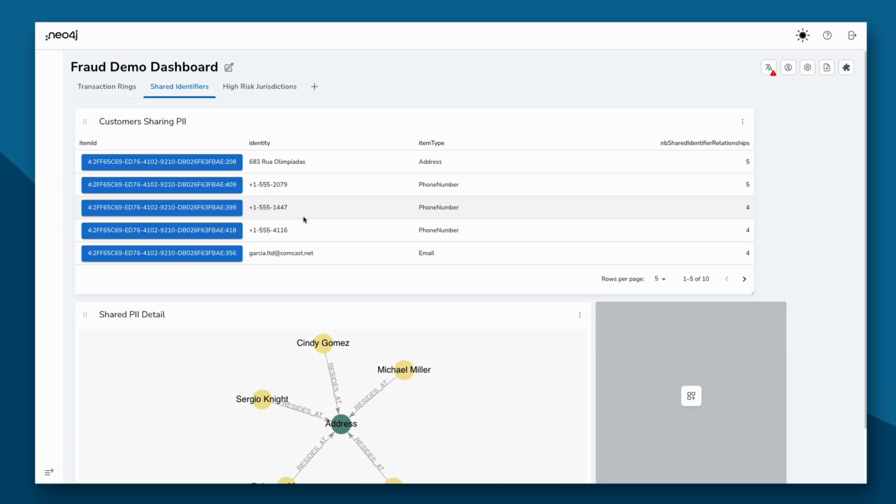What are shared identifiers? Shared identifiers are a potentially suspicious occurrence where we see multiple customers that are sharing some piece of PII.